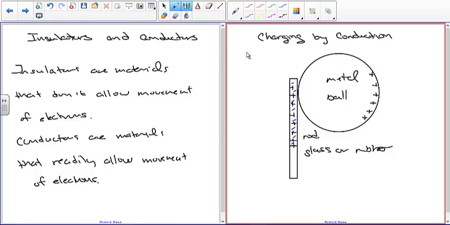Okay, now we're going to talk about how you can charge an object, how you can create it so that it has an excess of electrons or a deficit of electrons. There are two ways of charging material: one is charging by conduction, and one is charging by induction. So let me actually get something to show you here to demonstrate, so you don't just see a picture of it.